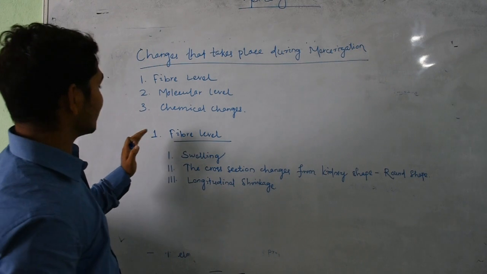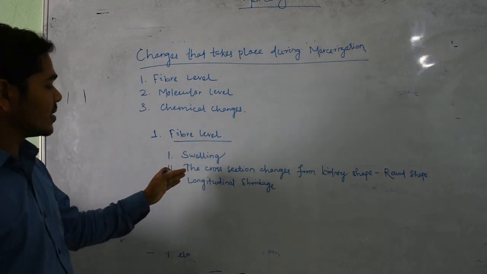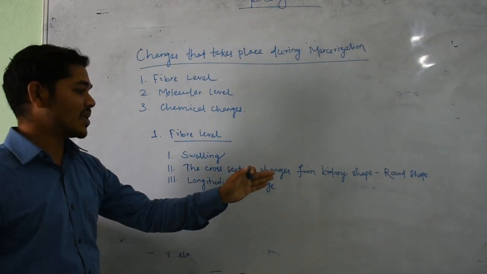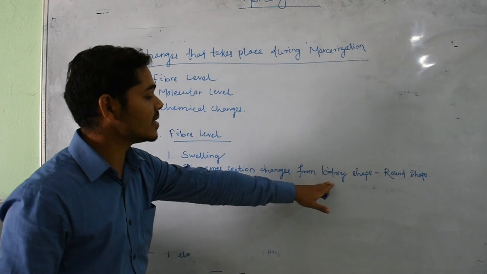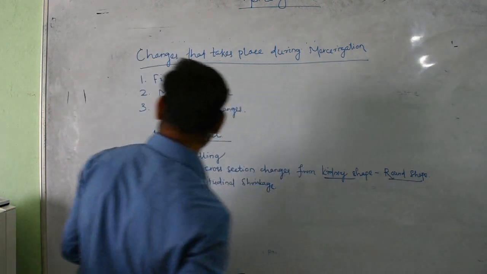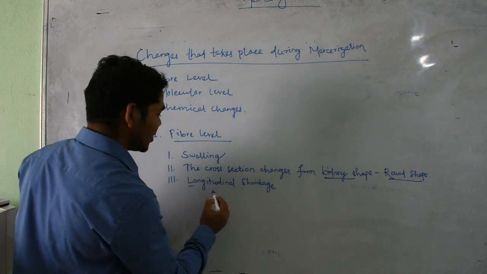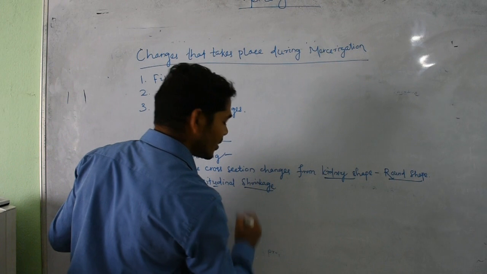So main changes in the fiber levels are swelling of the fiber, then cross section changes from kidney shape, as the cross section of the cellulosic textile or cotton fiber is kidney shape, it changes from kidney shape to round shape, and due to lateral swelling the longitudinal shrinkage also takes place.